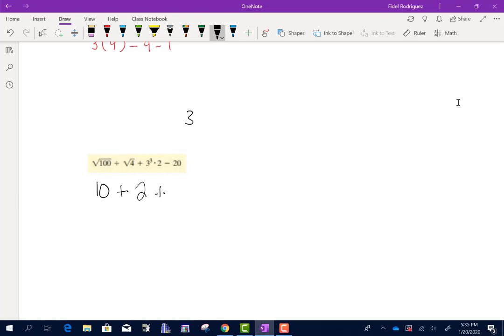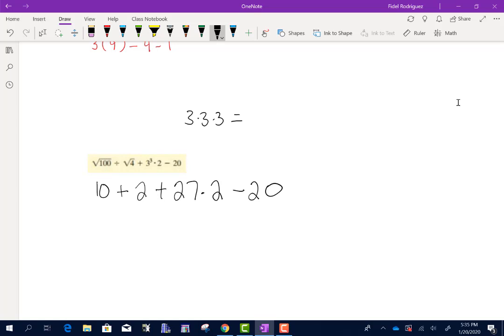3 to the third. Remember what 3 to the third means. It means 3 times 3 times 3. Okay. It's supposed to be a plus right there. Let's fix that. There we go. A little delay here. Plus, okay, 3 to the third is going to give us 27 times 2 minus 20.